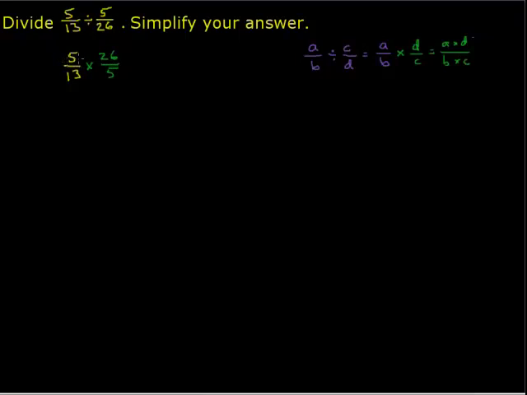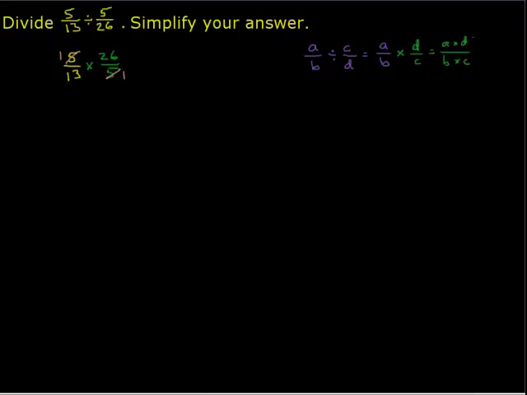Now, we could multiply 5 times 26, and then that would be our numerator, and 13 times 5, and that would be our denominator. But there is an easier way to do this. We could notice that there's a factor of 5 in the numerator, and a factor of 5 in the denominator. So if we divide the numerator by 5, we have a 1 here, and we divide by 5, we have a 1 down in the denominator.